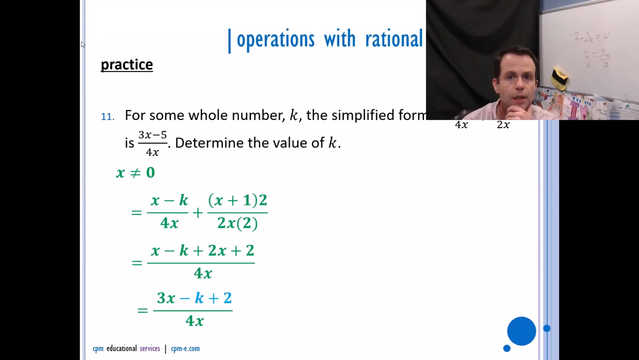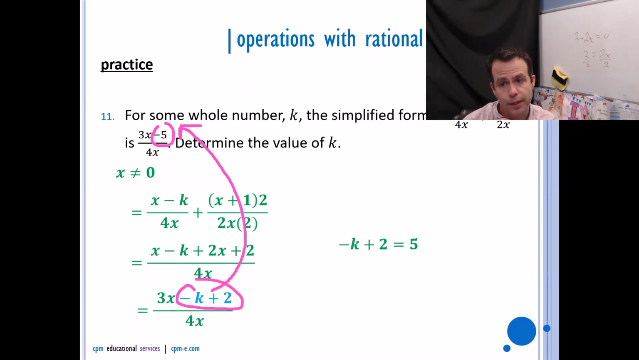Now, take a look at this. This said 3x minus 5. Now it says 3x minus k plus 2. Well, that tells me negative k plus 2 has to equal negative 5. So I'm just going to set up that little equation and solve for k. I can subtract 2 from both sides and then say that negative k equals negative 7, and then k has to be 7.